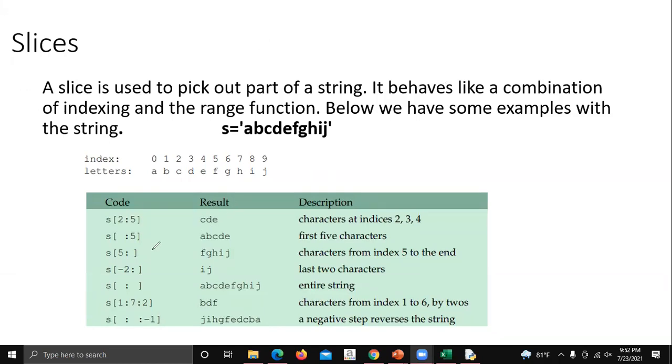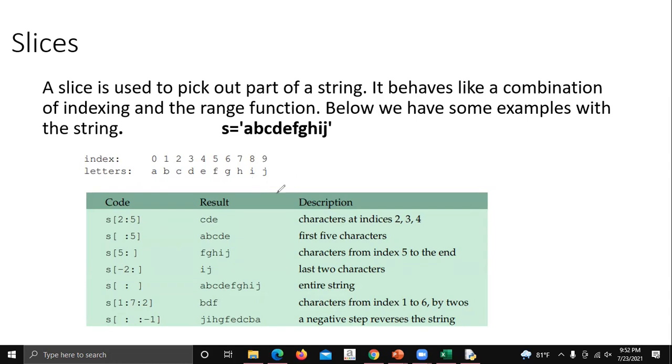Now this one is -2 onwards. Yeah, this one is -2 onwards. -2 onward means this is -1, this is -2. Then the -2 onward, that means this one onwards. That is I and J. This is the entire string.